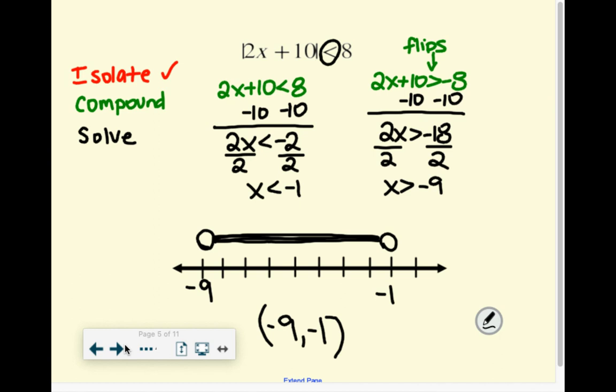Isolate, write your compound inequalities, and solve. When you go to do your compound, the one always flips that has the negative. Okay, I know I did not explain that very well when I was on the last slide because we weren't on an exact question.